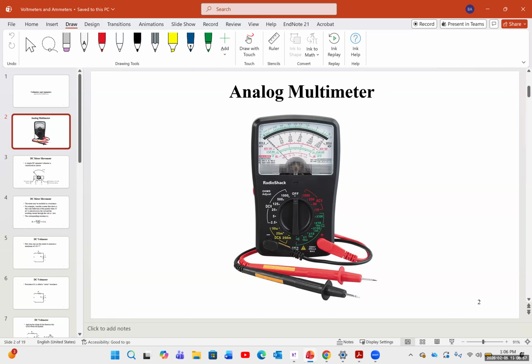These have become obsolete, but you will still see them a lot in some power plants, though they are mainly being replaced by digital ones. And there are a couple of reasons. With the digital ones, you can directly get the data, transfer that data and do data analysis on it.